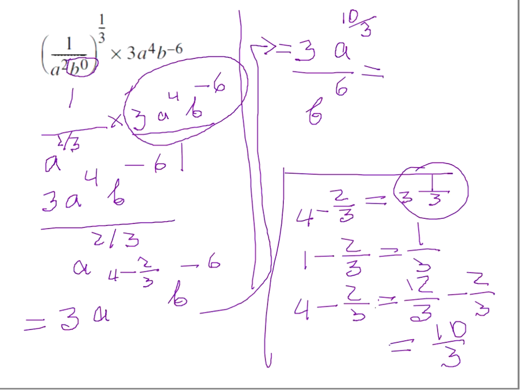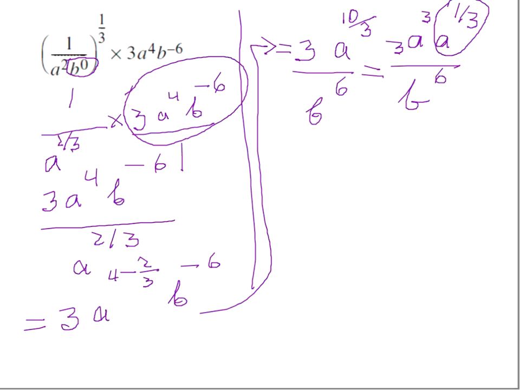And usually this answer is written like this, over b to the power of 6. Notice you could use 3 and 1/3, so it will be a to the power of 3 and a to the power 1/3. And a to the power 1/3 you could write as the cubic root of a. So the final answer could be written in a few different forms, but usually it's written like this: a to the power of 3 and cubic root of a, over b to the power of 6.